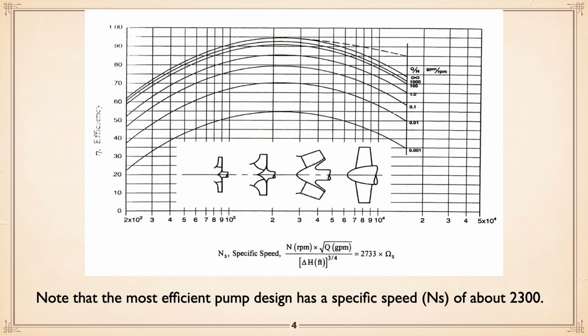Now, interesting, here's a plot of the typical efficiencies that you can expect with different specific speeds. The one thing you will notice is that mixed flow designs, in fact, around 2300 is the most efficient design. So which is basically, again, as we said, a Francis type design. Keep that in mind because it will come back.